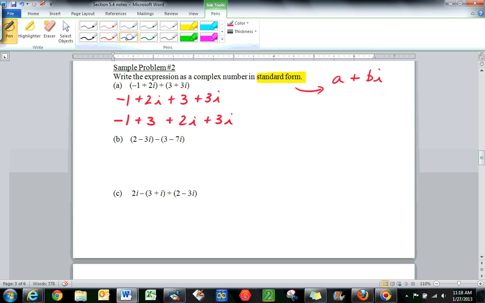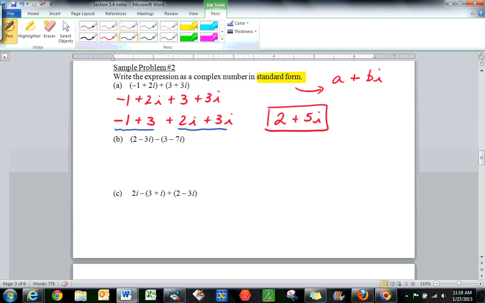Now you can see we simply have our like terms next to each other, and then you can put those together. And so negative 1 plus 3 is going to give us 2, and 2i plus 3i is going to give us simply 5i. I have the real part first and the imaginary part second. So that is going to represent our complex number written in standard form when we put these two expressions together. Okay? So let's take a look at the sample problem 2.